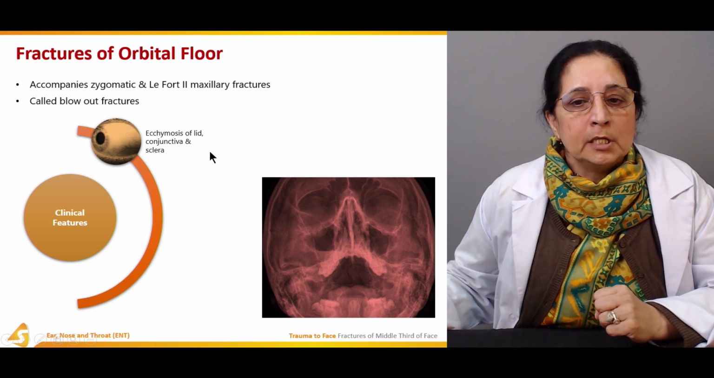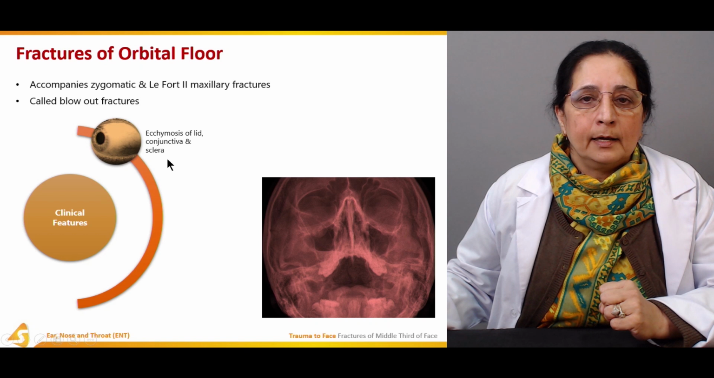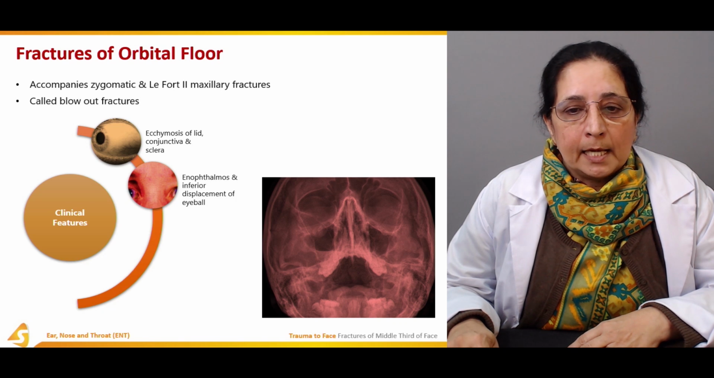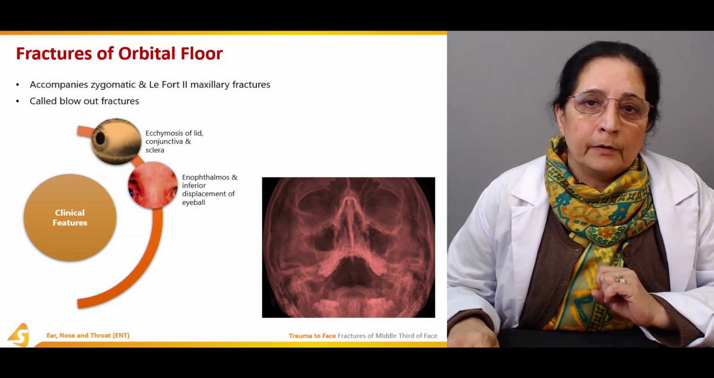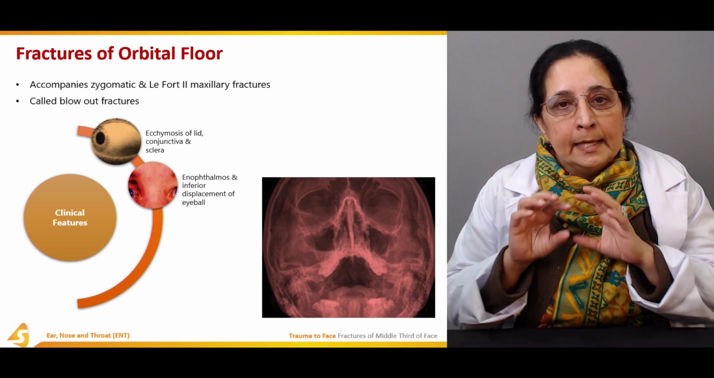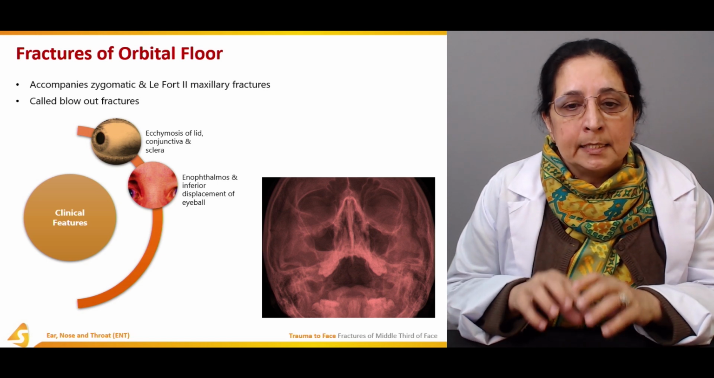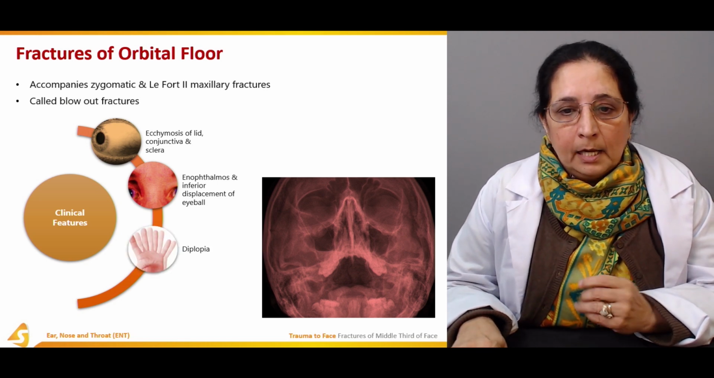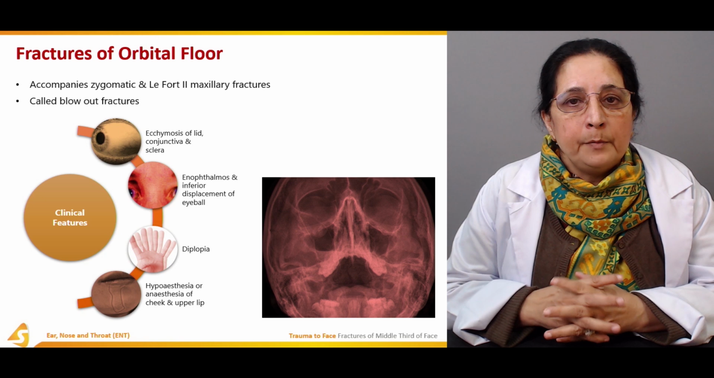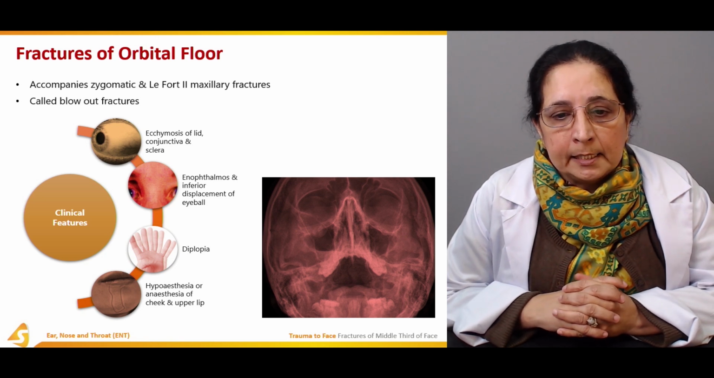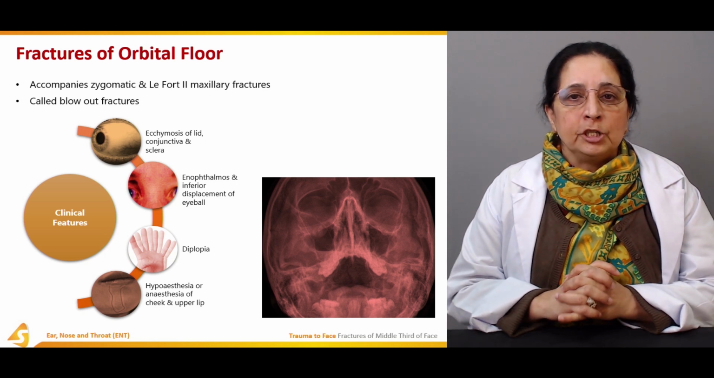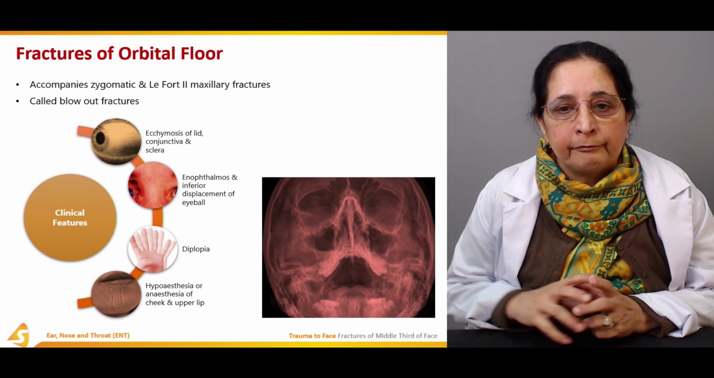We have ecchymosis of the lid, conjunctiva and the sclera. Enophthalmos and inferior displacement of the eyeball because of the fracture of the floor of the orbit. The eyeballs are displaced inferiorly. Diplopia, the patient can see double vision, and there is hypoesthesia and anesthesia of the cheek and upper lip. So all these are the features of fracture of the orbital floor.